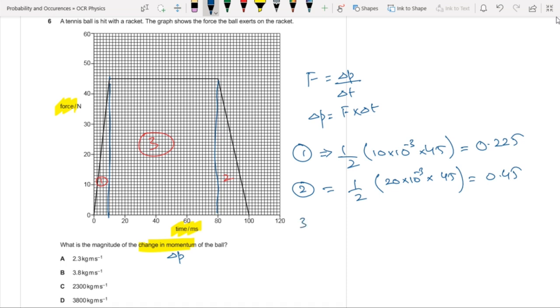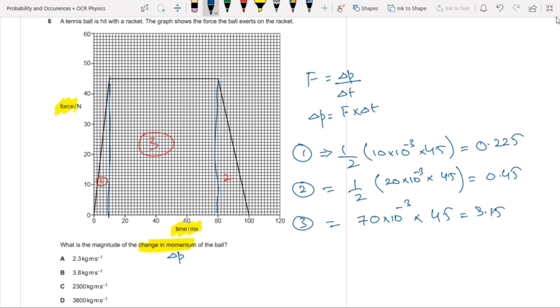And for the third shape, the length multiplied by breadth gives us the area. So this is 80 minus 10, which is 70 milliseconds. So 70 multiplied by 10 to the power minus 3 multiplied by the height, or the breadth, and that's the same 45. So the area comes out to 3.15.